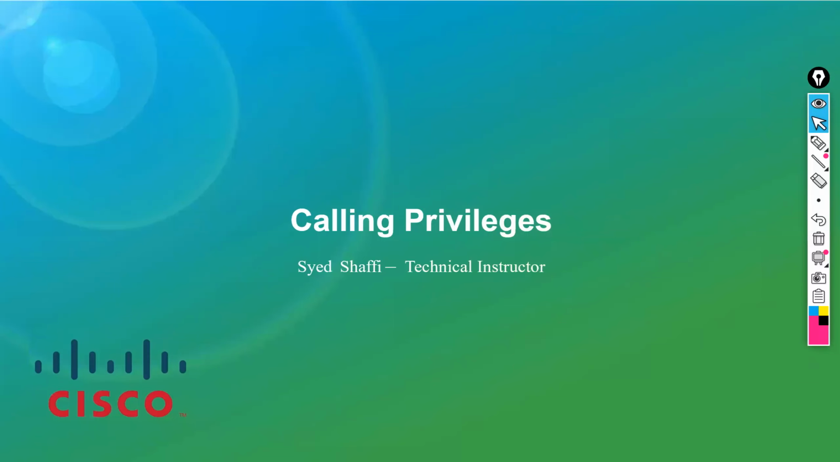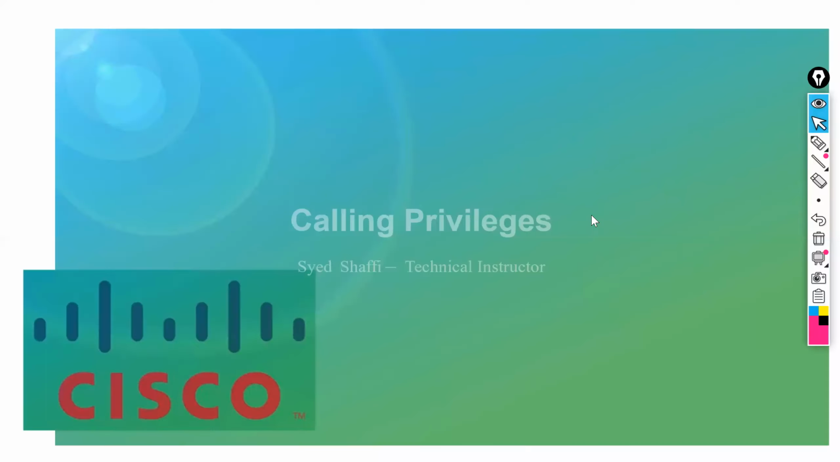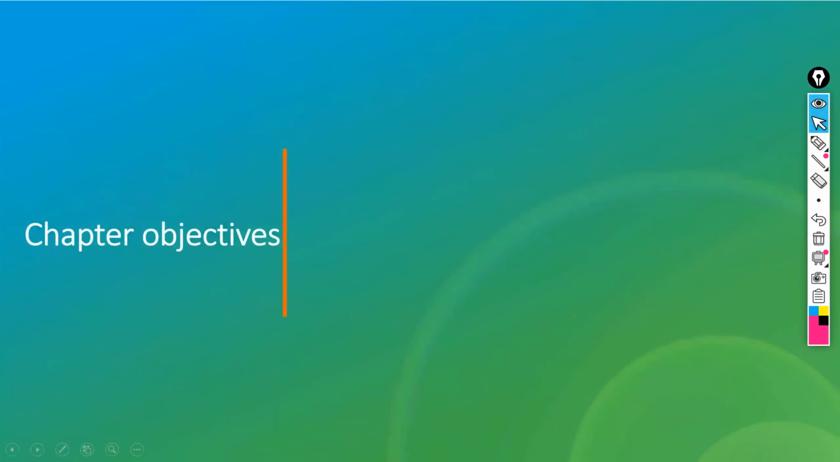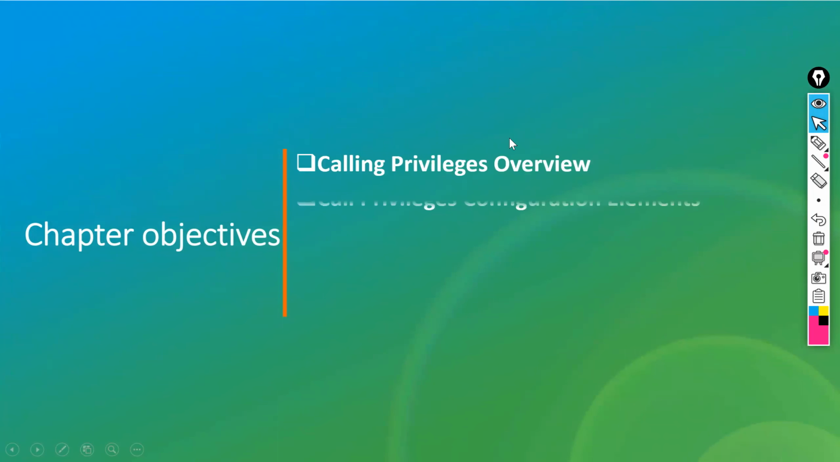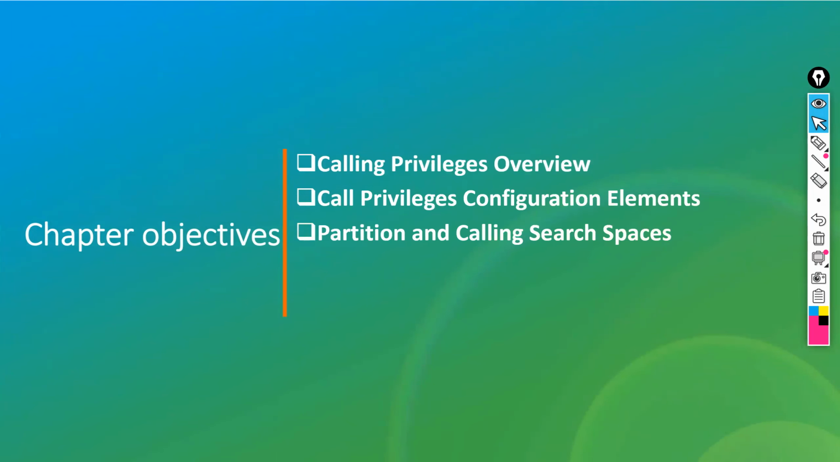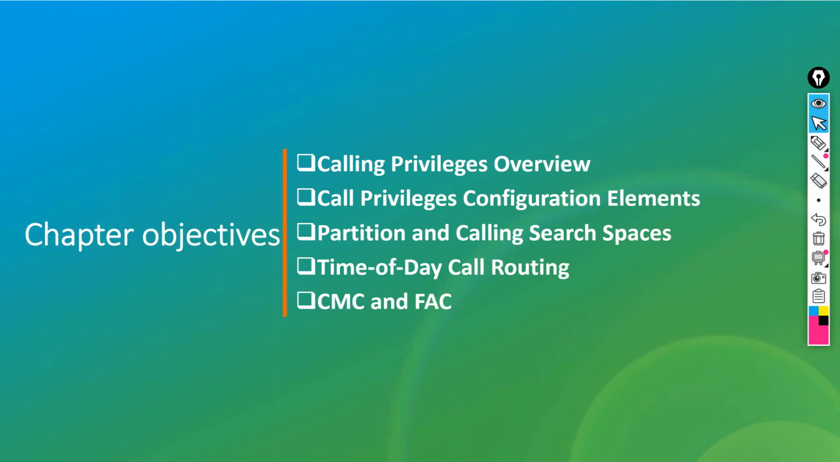Today in this class we are going to discuss calling privileges. So we'll be looking into the calling privileges overview, then calling privileges configuration elements, partitions and calling search spaces, time of day call routing, and CMC and FAQ. Already we have done the CMC and FAQ in the route pattern. The rest of the other things we are going to discuss.